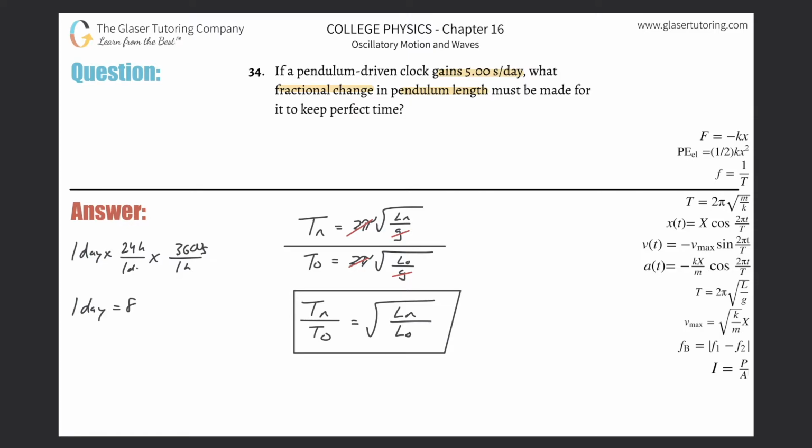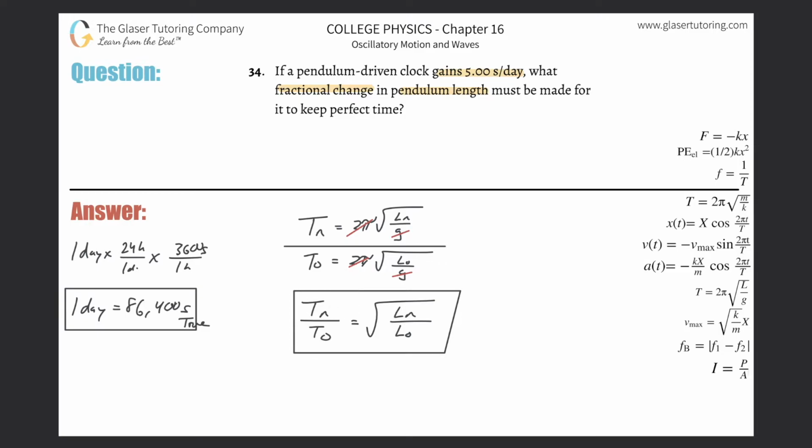We would take 3,600, multiply it by 24, and we realize that one day is equal to 86,400 seconds. Okay, true seconds. So this is basically the true time. So what maybe I'll do here, given that it must be made for it to keep perfect time, is make a small change. Why don't we do this?